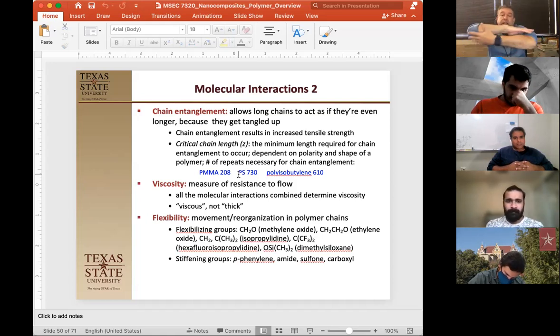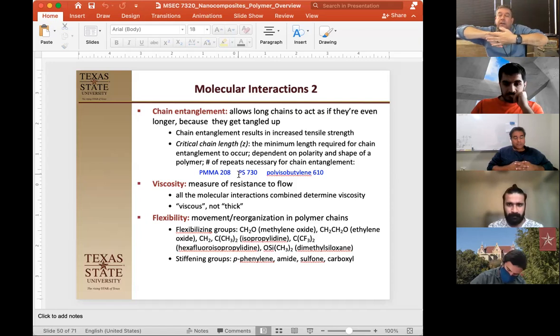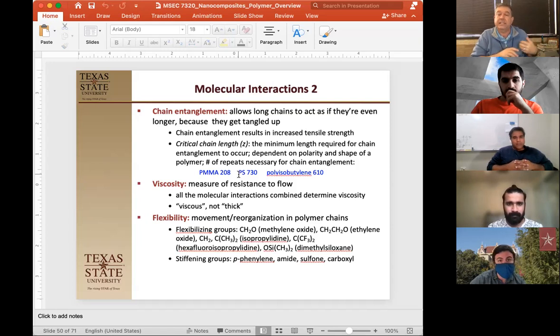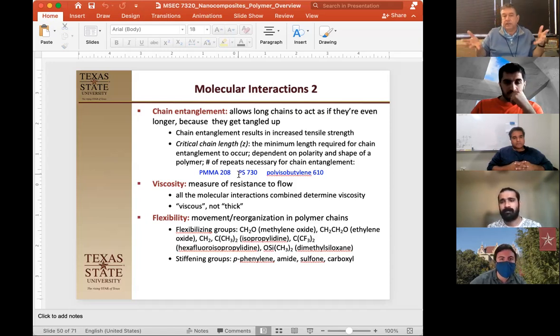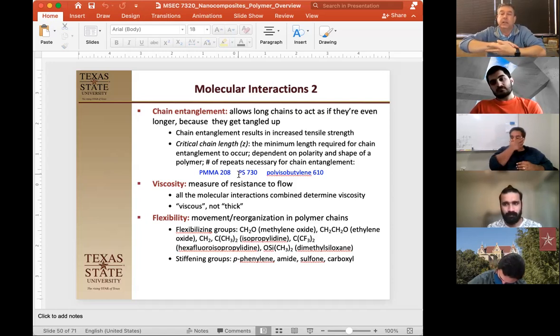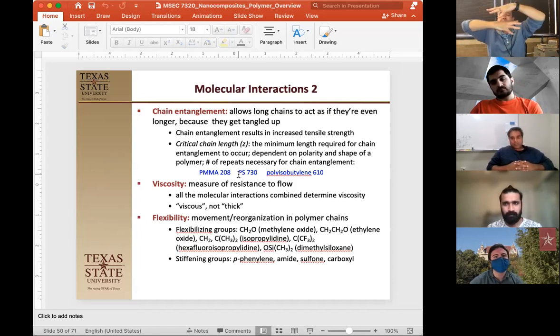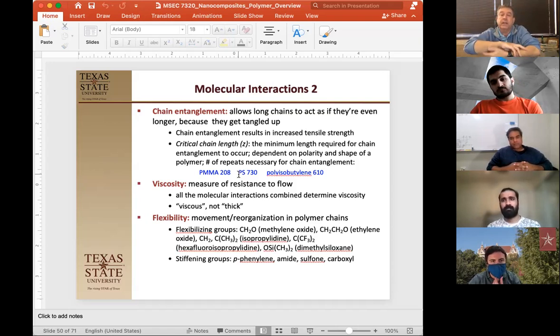So what we'll see here is that the number of repeat units required to do this can change based on polymer system. So for PMMA, even though it has dipole-dipole interaction, it has a structure that lets it slip across each other. And so 208 repeat units are required for it to have maximum tensile strength. Polystyrene, because it's helical, these are larger volumes, and so they kind of slip past each other a little bit easier than the PMMAs, which are more straight, and therefore it has a higher critical chain length of 730 repeat units required.